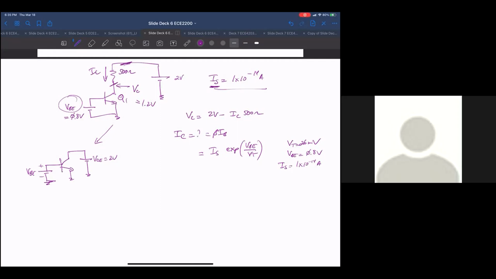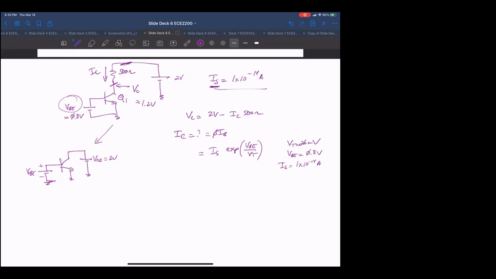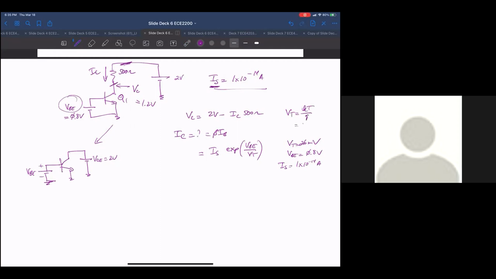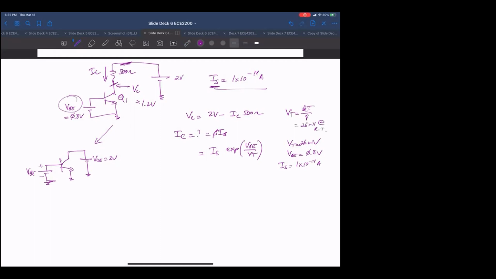Professor? Yeah. Where'd you get VT from? VT is our old kT over q. Oh, okay. 26 millivolts at room temperature. Gotcha. It's exactly like the diode equation.